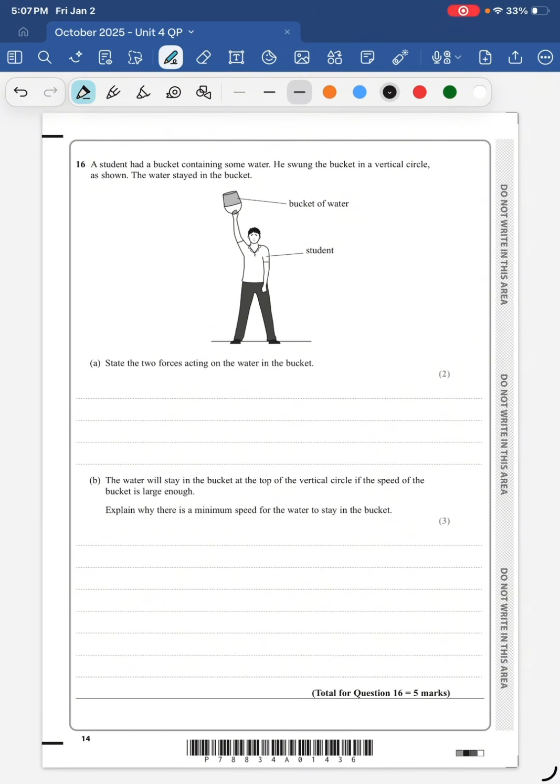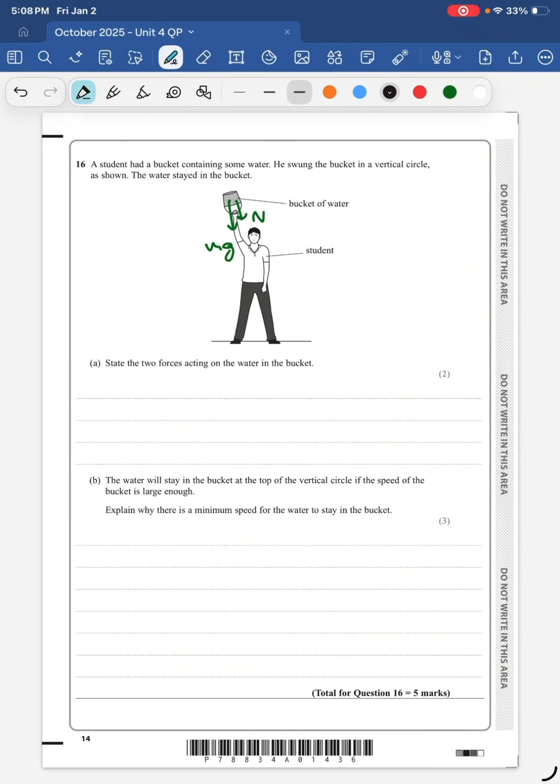So a student had a bucket containing some water. He swung the bucket in a vertical circle as shown. The water stayed in the bucket. State the two forces acting on the water in the bucket, okay? So both of them point downwards. So, okay, we have the weight, mg, and also the reaction from the floor N.